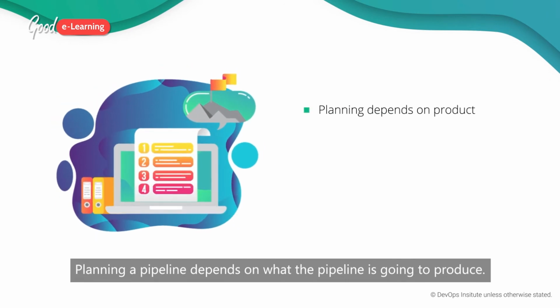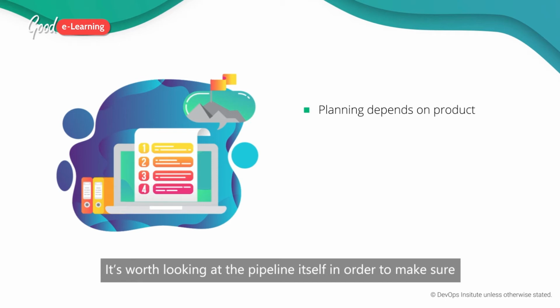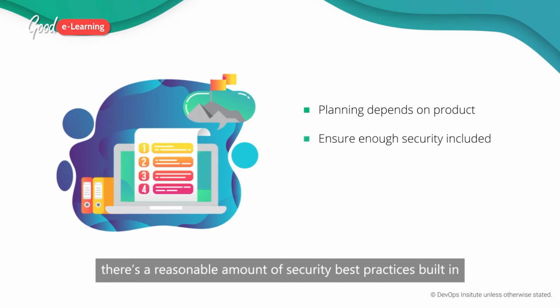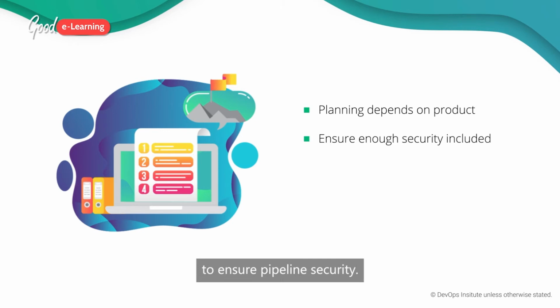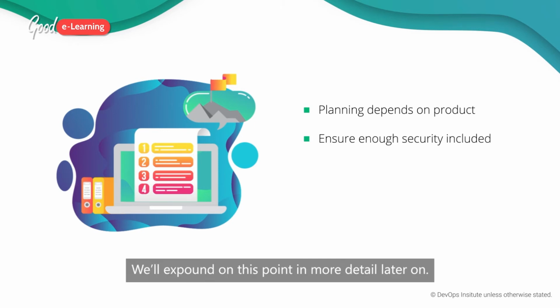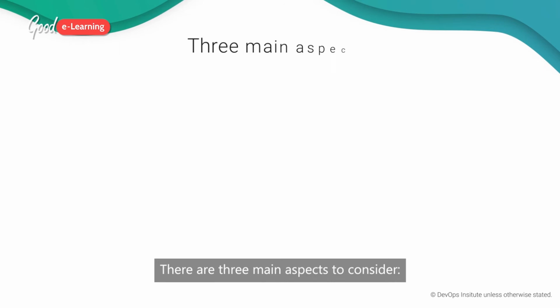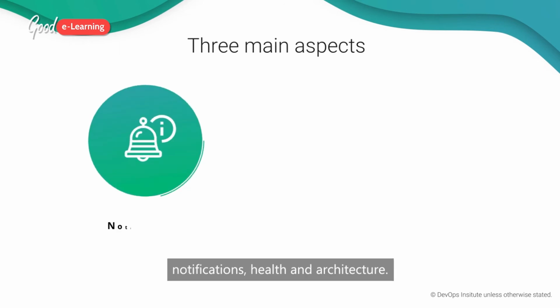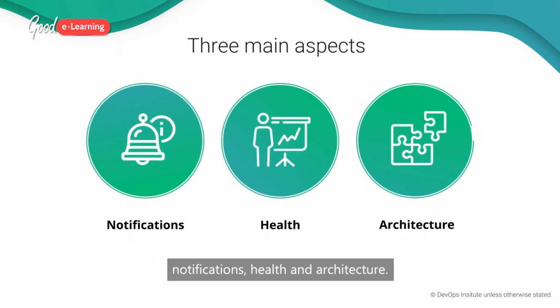Planning a pipeline depends on what the pipeline is going to produce. It's worth looking at the pipeline itself in order to make sure there's a reasonable amount of security best practices built in to ensure pipeline security. We'll expound on this point in more detail later on. There are three main aspects to consider: notifications, health, and architecture.